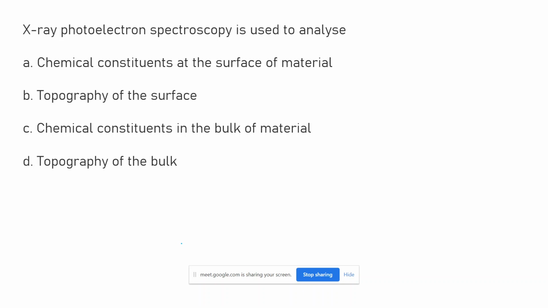So moving on to the next question. X-ray photoelectron spectroscopy is used to analyze: first option, chemical constituents at the surface of material; second, topography of the surface; third, chemical constituents in the bulk of material; fourth, topography of the bulk. So you can answer in the chat box if you know.